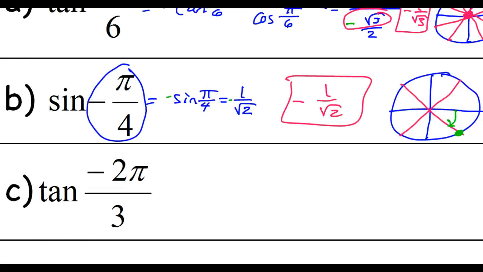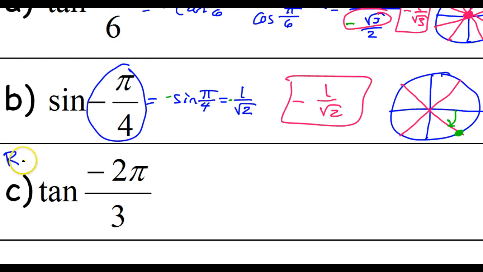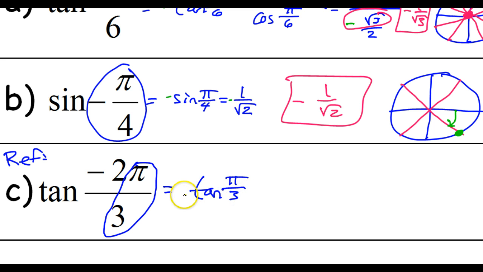All right, look at C. Negative 2 pi over 3. Again, start with the reference angle. What's my reference angle going to be? Right. See the pi over 3? There's my reference angle right there. So this is going to equal the same thing as tangent of pi over 3, except maybe it needs to be negative. That's the only thing that could be wrong about it.